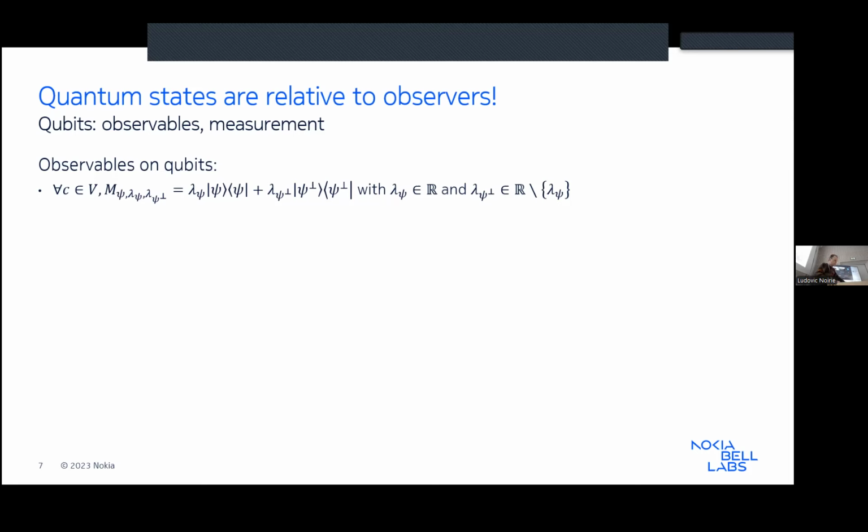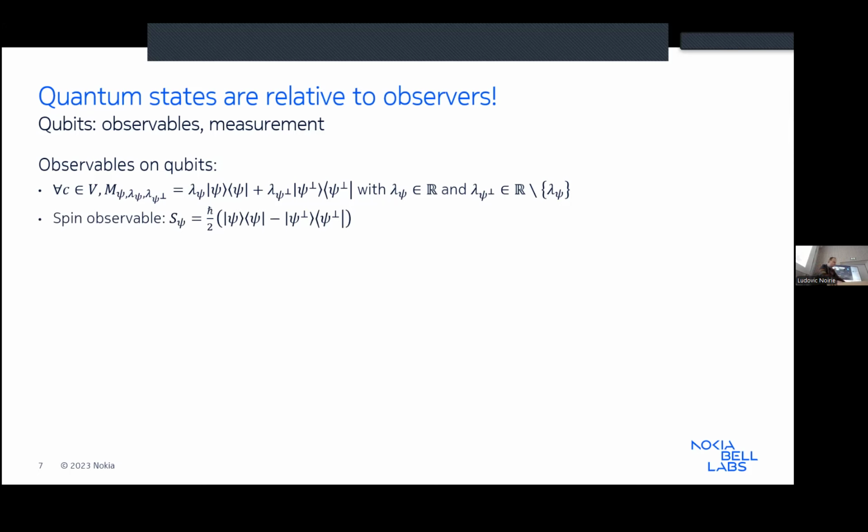So for the qubits, any observable can be decomposed as it is written here, with first two projectors. The projector on the eigenvector psi, and the projection on the eigenvector psi orthogonal, with eigenvalue lambda psi and lambda psi orthogonal, with the two eigenvalues being different, because if they are equal, it is something that is degenerate. It is related then to the identity.